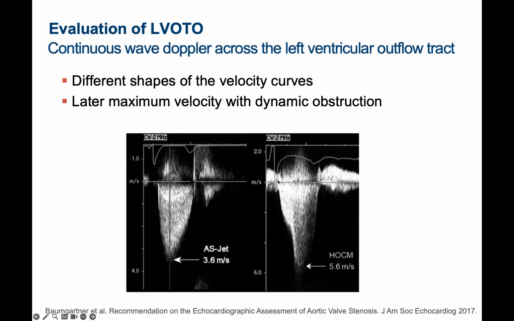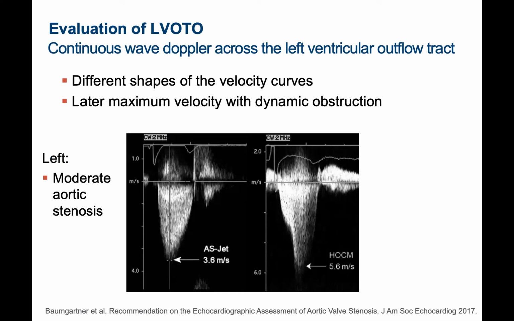So here you have the increase in velocity, and then later in the cycle, you have this increase or this peak. And so it looks a little different, kind of like a dagger, where instead of having a nice curved hump or curved top like this one, it starts to curve up and then it daggers up. And this is consistent with LVOT obstruction. So again, just note these different shapes of the velocity curves. And in the second one, where you have an LVOT obstruction, you see a later maximum velocity with dynamic obstruction.